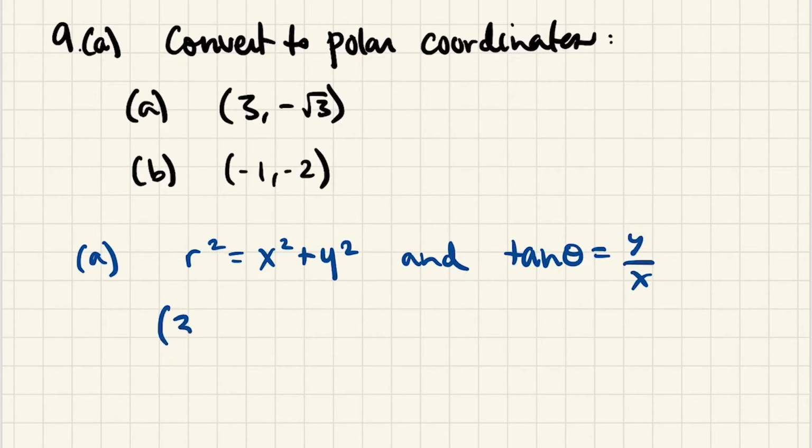So, for instance, 3 comma negative rad 3 is in quadrant 4, which means if we choose a positive r value, we need our theta to be in the fourth quadrant. If we decide to choose a negative r value, then we'll have to choose our theta to be in the second quadrant, so that we point ourselves into the second quadrant, that's theta, and with a negative r value, we kind of back into the fourth quadrant where this point actually lives. So, all right, let's start by finding an r value.